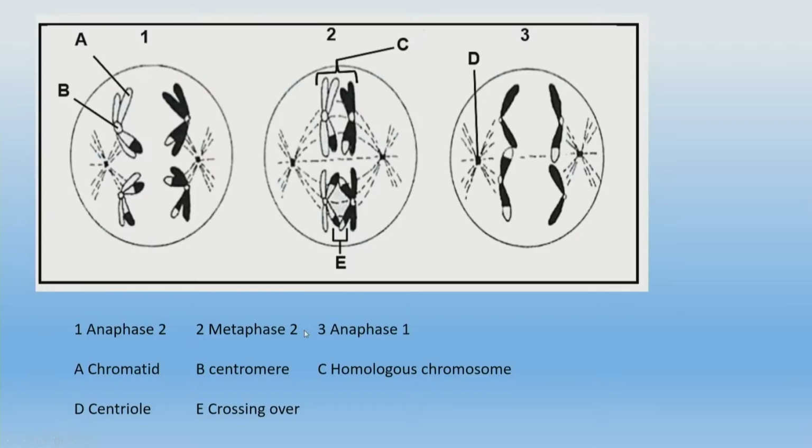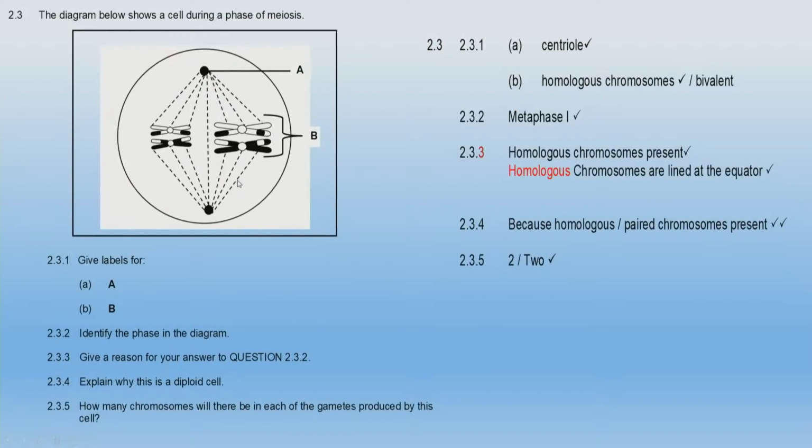Metaphase 1, not 2. And then we have anaphase 2 here. So in this case, this is a chromatid, this is a centromere, that is homologous chromosomes, and a centriole. The typical questions, crossing over taking place there. Again, typical questions, identify that it is metaphase 1, centriole, homologous chromosomes, spindle fibers.